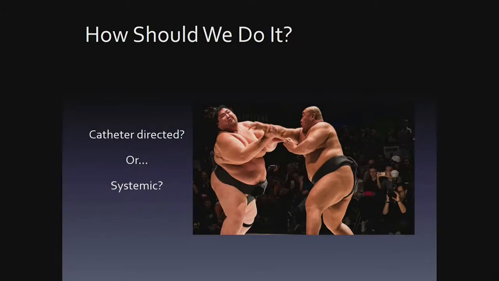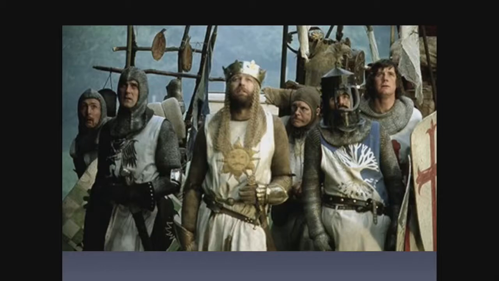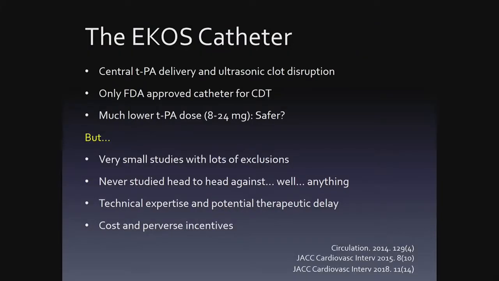So how should we do it? And the big issue now is, should we use catheter-directed thrombolysis or systemic thrombolysis? And catheter-directed thrombolysis has been held out as the holy grail for management of acute PE, right? It's safer, it's sexy, we have this new catheter that jiggles, so that's really cool. So perhaps we should do that, and this is becoming the standard of care at many institutions. So let's talk a little bit about catheter-directed thrombolysis and specifically the ECOS catheter, which is the only FDA-approved catheter.